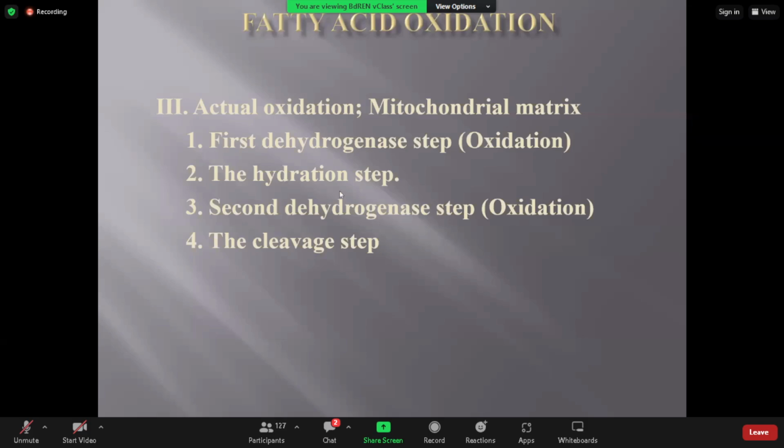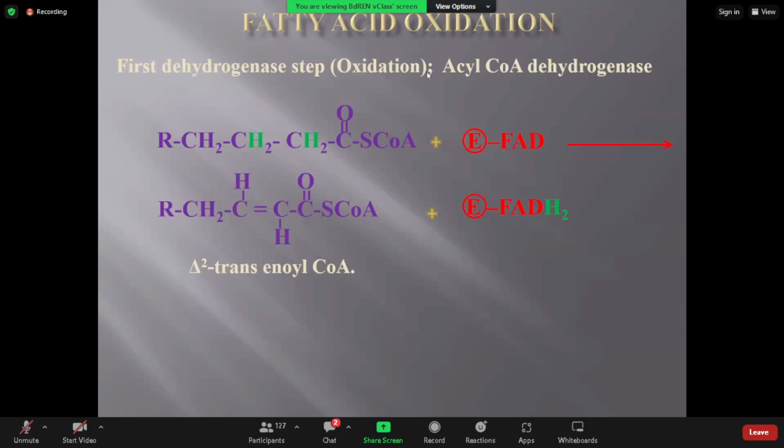So first, dehydrogenation. We will discuss all of these steps. The first dehydrogenation step is oxidation. Initially this chain is fatty acyl coenzyme A, the activated fatty acyl coenzyme A that enters the inner mitochondrial membrane. Two hydrogens will be released from this chain.